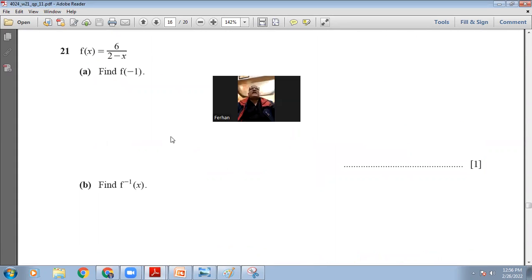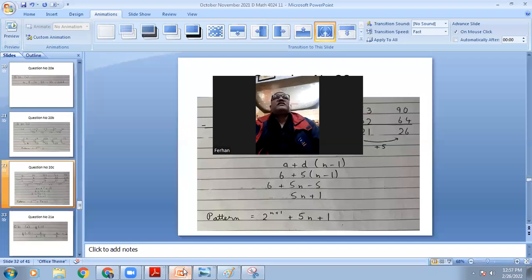Okay, so here we have a question from the chapter functions. He says f of x is equal to 6 divided by 2 minus x, and he says find f of minus 1. So f of minus 1 means that in the formula, wherever you have the x, substitute x with the minus 1 and find the value. Very simple. It's a simple procedure. Let me show you.